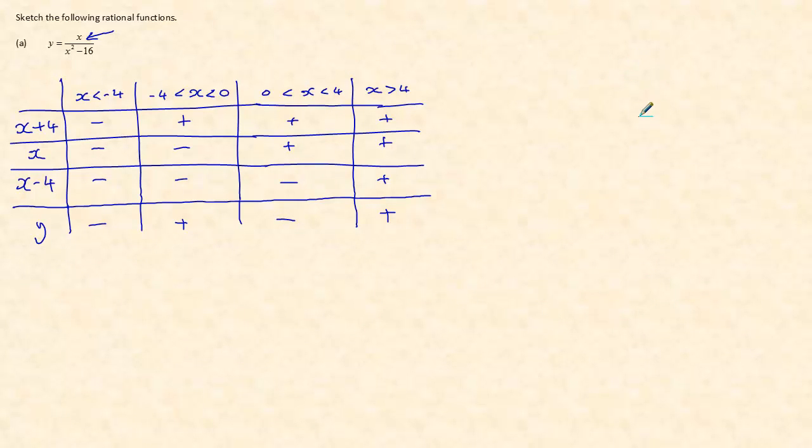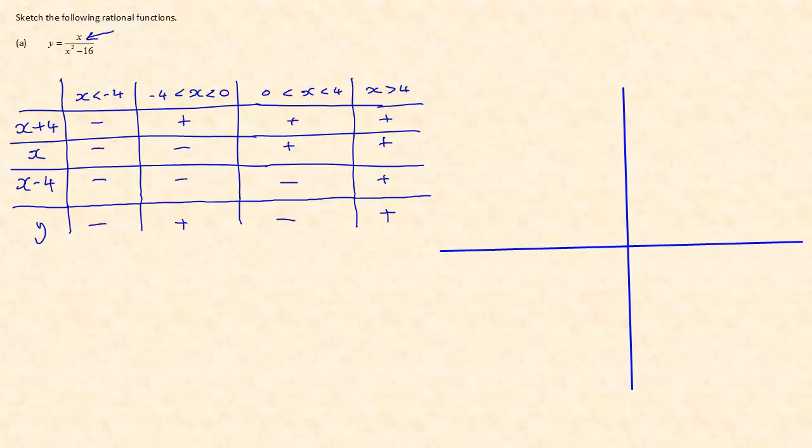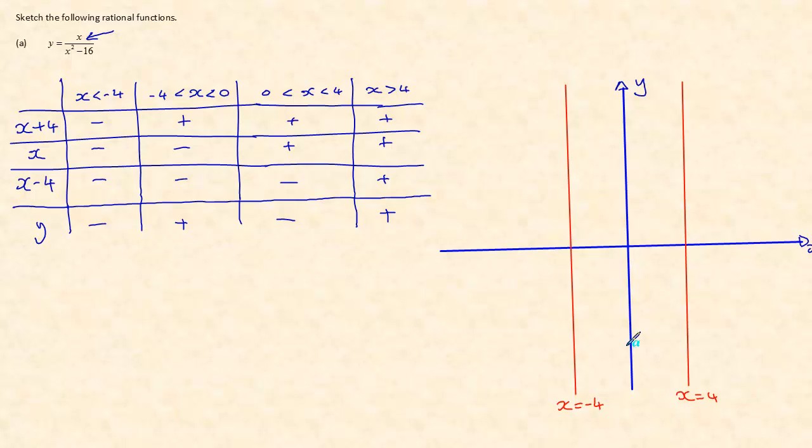So let's try to put everything together in a sketch. So we'll have the x-axis along here and the y-axis here, and then we have vertical asymptotes, say here and here. So this one is x equals 4, this one is x equals negative 4. We know, let's do the curve in a different colour, that it goes through the origin here.